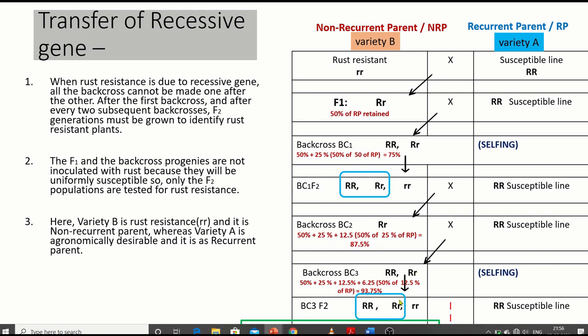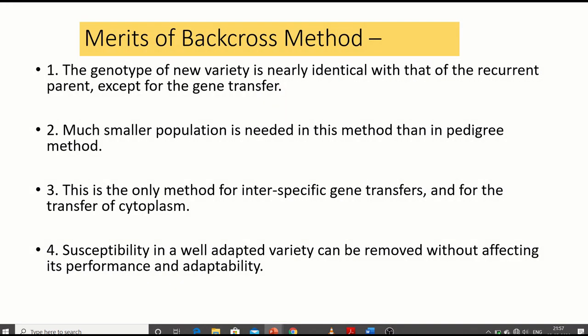cycle continues as long as the amount of genetic load is reduced as much as possible, 99.7 percent most of the time. So the process of transfer of a recessive gene is associated with a little bit of complexity when compared to transfer of dominant genes, because it involves a generation of selfing, while it is not there in dominant gene transfer.